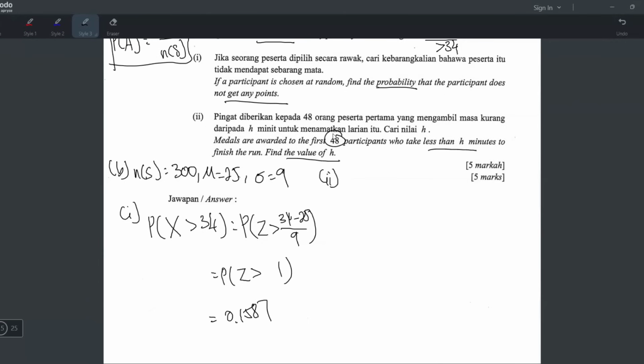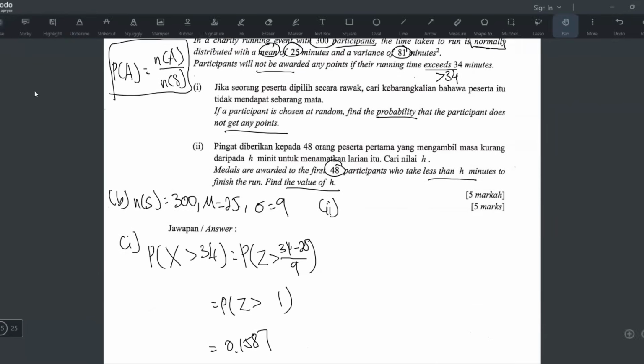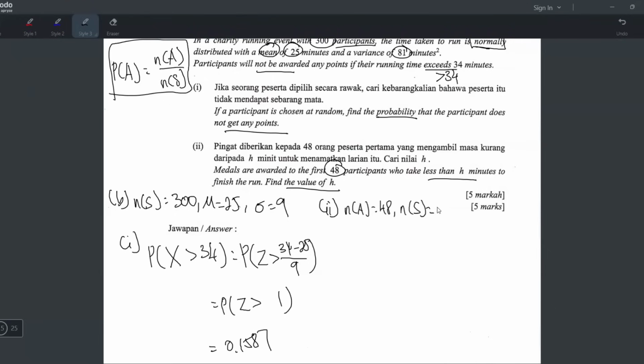Okay, if 48 participants take less than H minutes, that means your NA is 48. Right? But this 48 is out of 300, so you can actually find the PA already, which is 48 over 300. But I recommend you write in decimal, because in this chapter you use the Z-score table, and in the Z-score table everything is in decimal. So it will be 0.16.